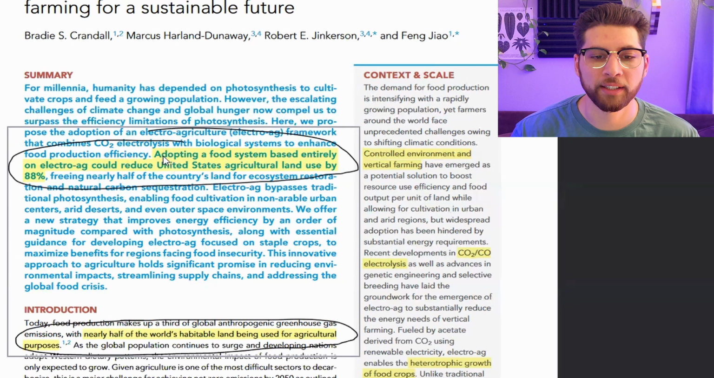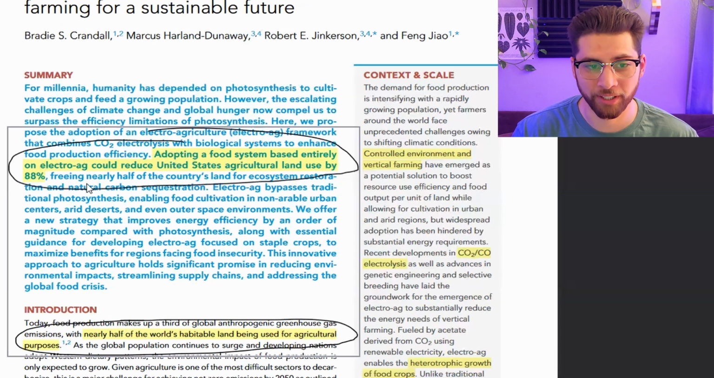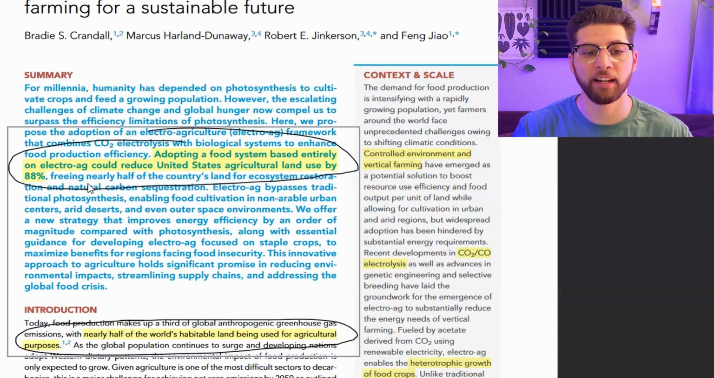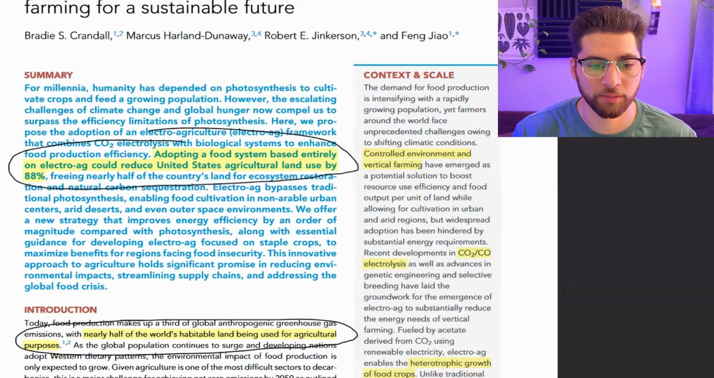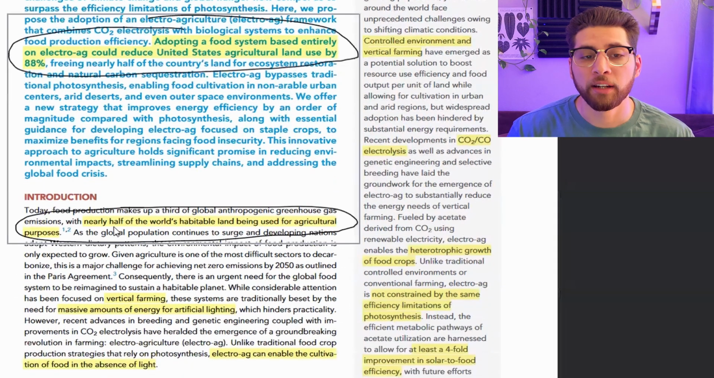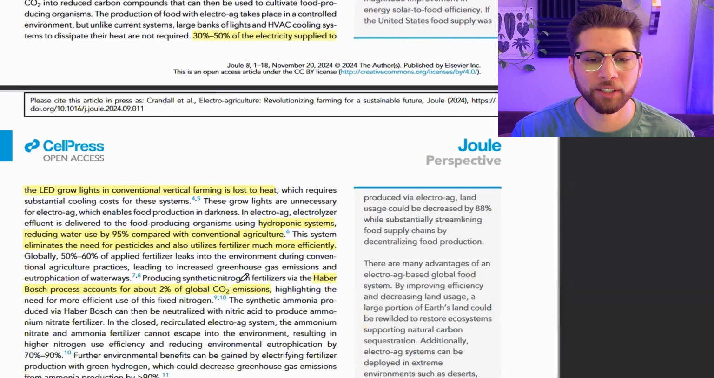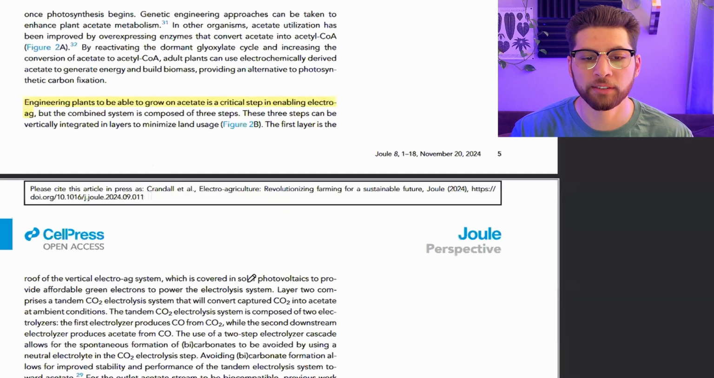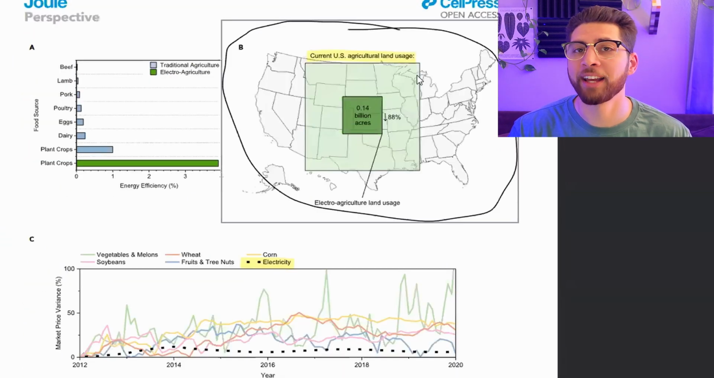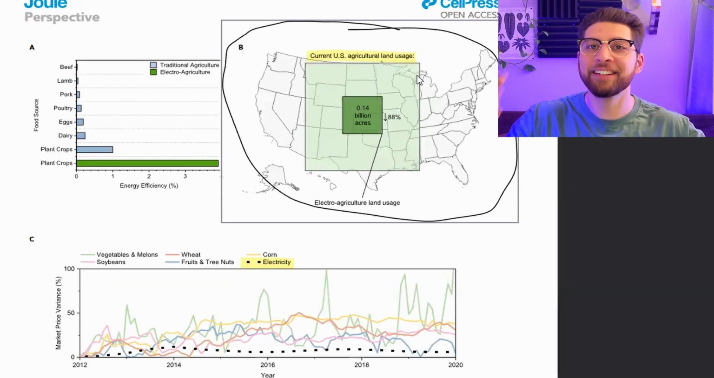So this first sentence here is fantastic. Adopting a food system based entirely on electro-agriculture could reduce United States agricultural land use by 88%. 88% less land. And that's right now with the current efficiencies of this process, right? And as far as land use is concerned, nearly half of the world's habitable land is being used for agricultural purposes. Half of the land that we can inhabit is used for agriculture. That's insane. So let's look at this picture down here then to visualize this. You can see this is how much land the US uses for agriculture. It is insane.